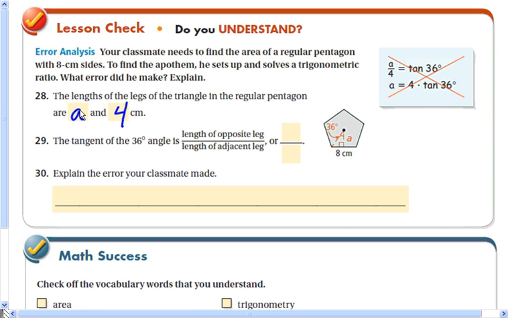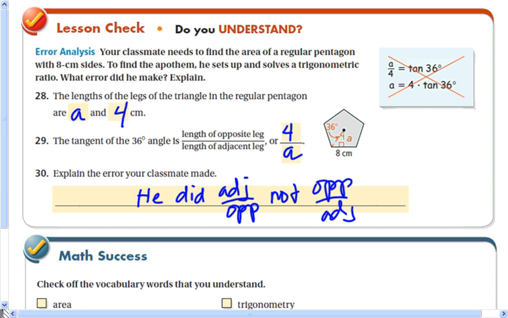And so the tangent of the 36-degree angle is the length of the leg opposite that angle, which would be 4, over the length adjacent, which is A. So our classmate, he or she, did adjacent over opposite, not opposite over adjacent, like he was supposed to.